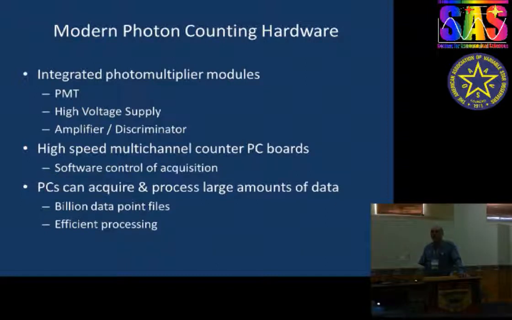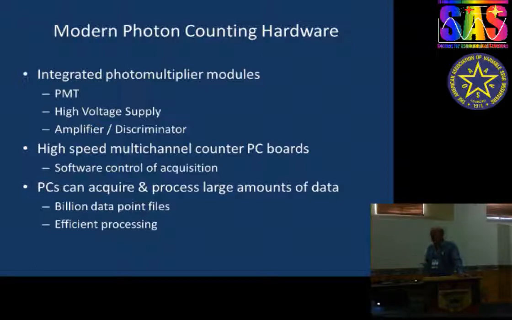At least new for me, is that you now have the photomultiplier systems integrated with the high voltage supply and the amplifier discriminator. So you just have a single box that you give 5 volts and out come photon pulses. That's a big step from the old days where you had to have high voltage supplies and adjust the amplifier discriminator. And so this is a really simple thing to use in terms of getting photon pulses out.